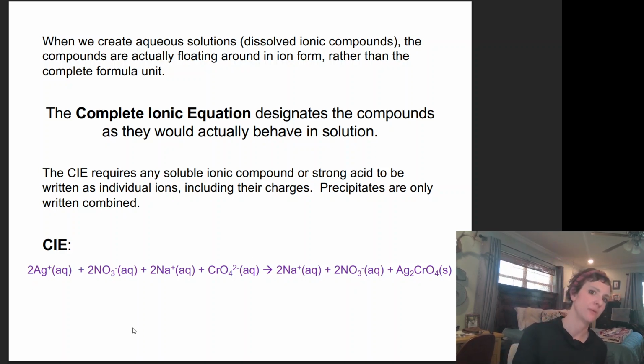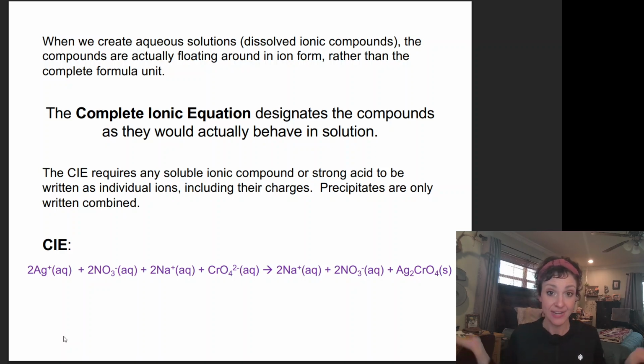You're like, what is even going on here? So when we create these aqueous solutions, dissolved ionic compounds, the compounds are floating around in ion form rather than the complete formula unit. So my complete ionic equation designates the compounds as they would actually behave in solution. That would require any soluble or aqueous ionic compound or strong acid to be written as ions, including their charges. Precipitates are only written as the ones that are combined. You were like, what is even happening here?